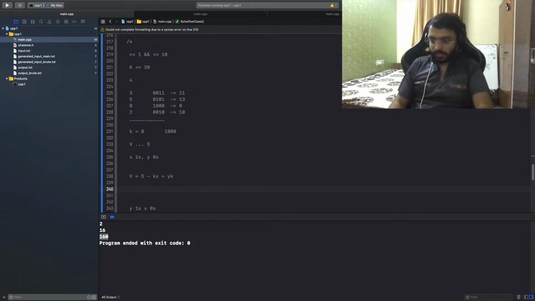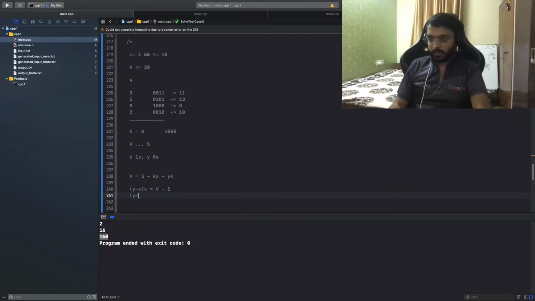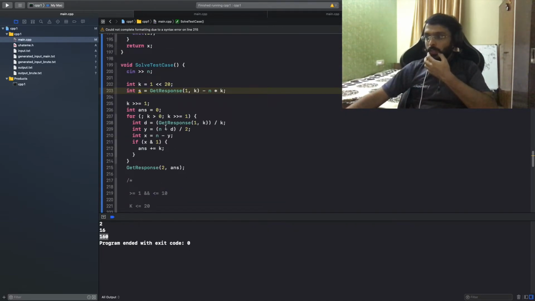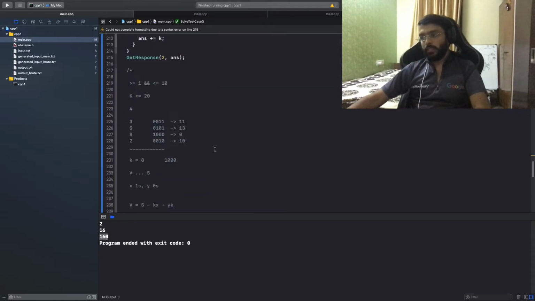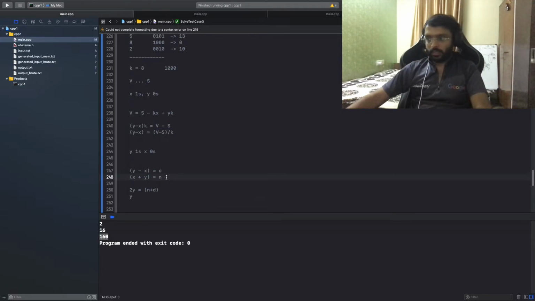This implies y minus x, sorry, y minus x times k is equal to v minus s. This implies y minus x is equal to (v minus s) by k. So that's the diff which I was talking about. So d is actually equal to this, and then obviously x plus y is equal to n.